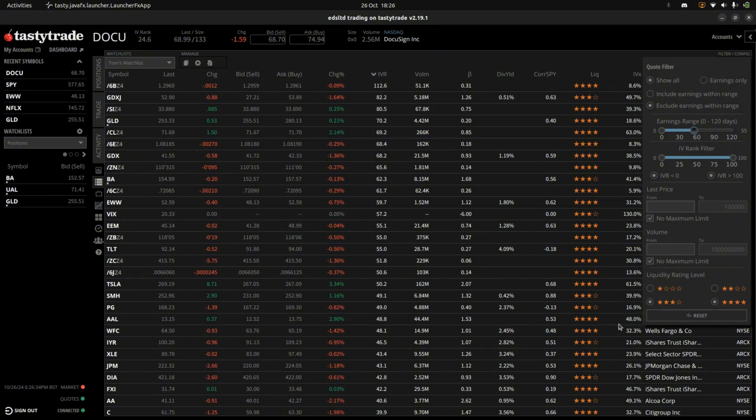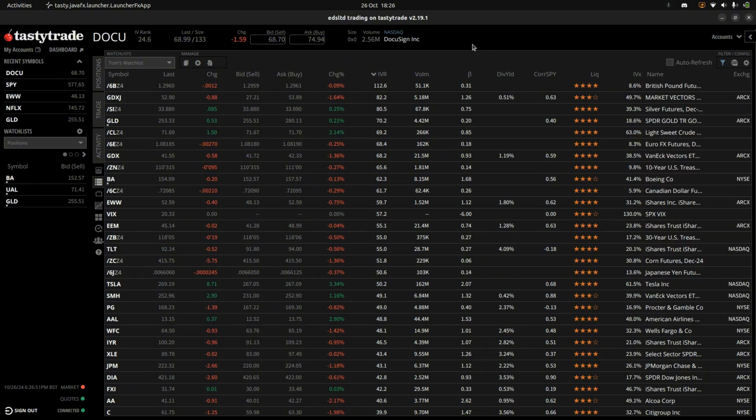And we also want to get rid of anything that has a low liquidity rating level. The reason for that is because we want to only trade things that are liquid. We want to be able to get in and out of positions easily. And we also only want to be paying tight spreads, not wide spreads. So that's why we do that.